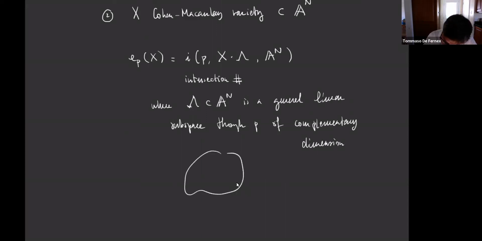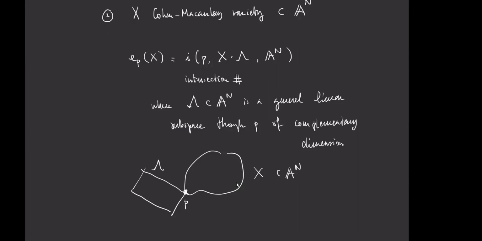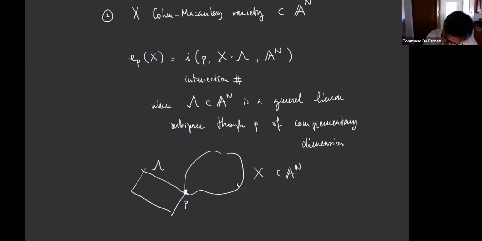So you have some variety X, you pick a point P, and locally you can always embed it inside some affine space. Then you take a general Lambda which intersects X in a finite set containing the point P. When you cut it down, you get a zero-dimensional scheme, and you just compute the length of that scheme. But this is not true in general. It requires this Cohen-Macaulay assumption, for instance.